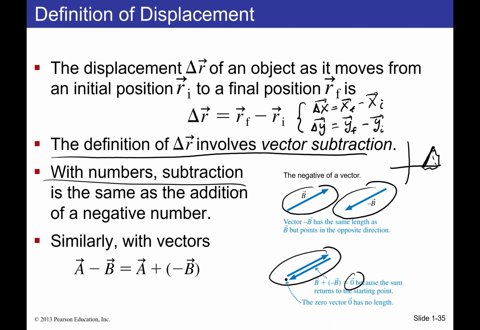So this is usually what you have when you subtract vectors. With numbers, subtraction is the same as the addition of a negative number. So similarly, A minus B, we can just write this as A plus negative B, right? Because when you're subtracting, it's basically the same as adding the negative of that vector. So A minus B can basically be written as A plus the negative of B.